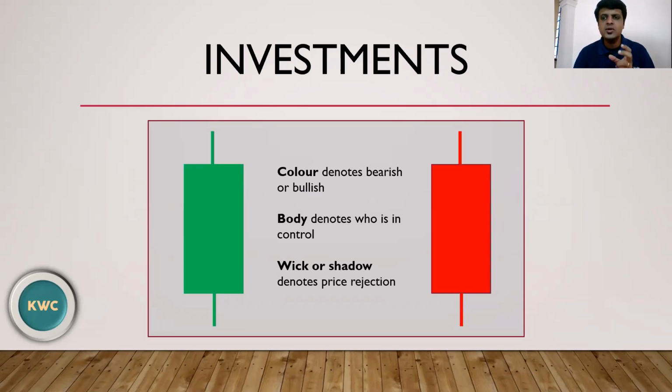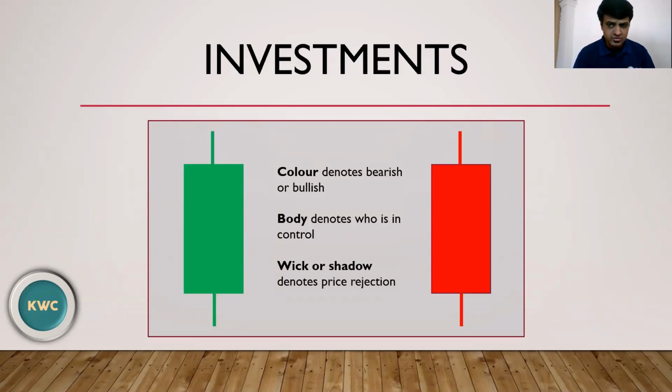The body denotes who is in control. For example, if the price opens at 500 and goes up to 550, that means there were more buyers than sellers because the price increased. That is why it's green. The size of the body denotes how many people. If the size of the body is large, that means a lot of buyers were there. The wick and the shadow denote price rejection.